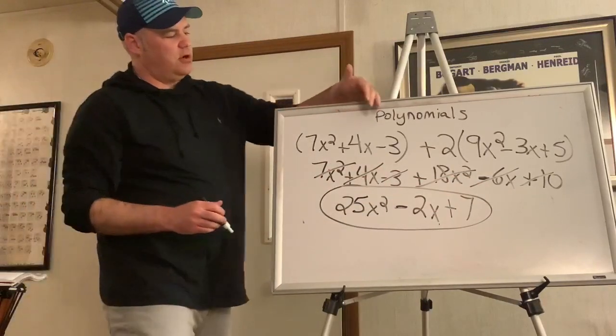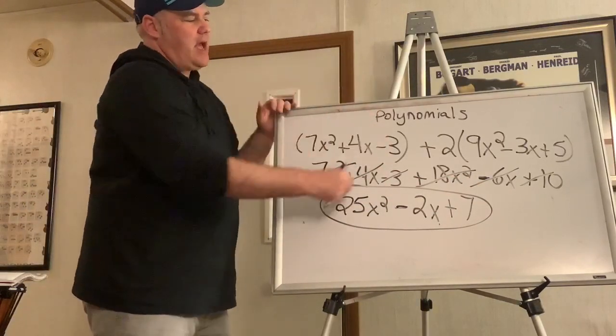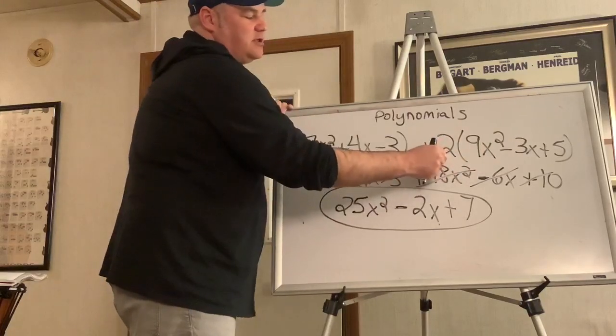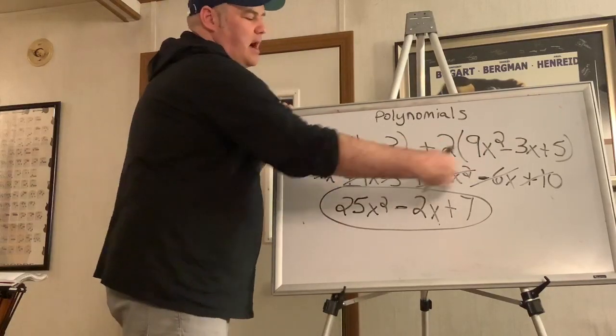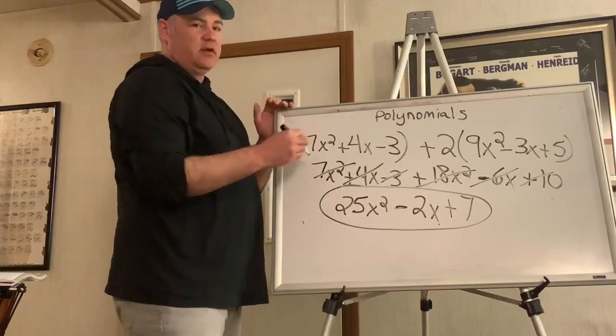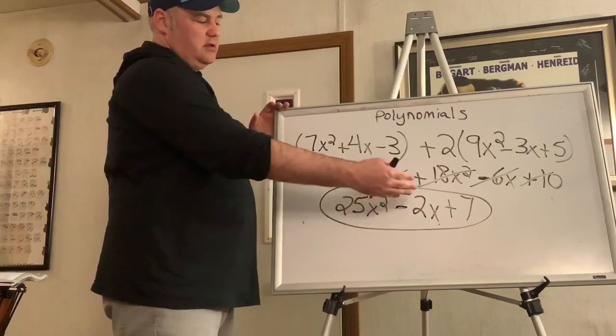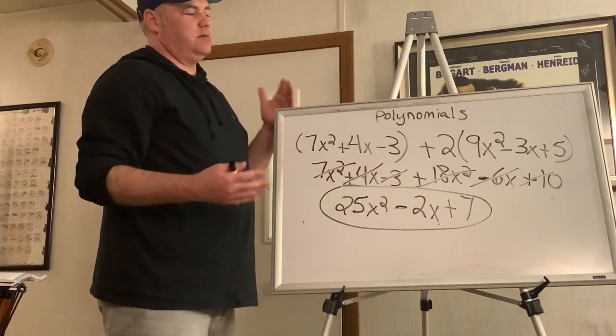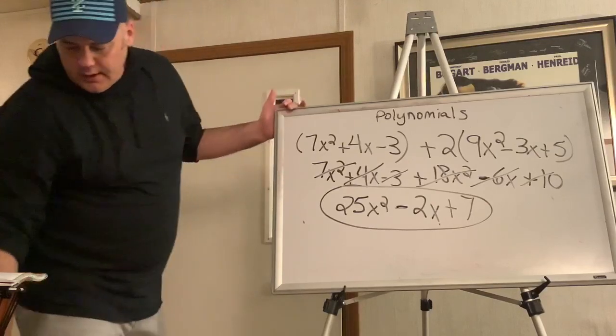So just to show you, this was a polynomial. And then we had another polynomial, and we had to distribute that. Then we could combine the like terms. Now we're not solving, we're just simplifying. There's no equal sign yet, so we're not solving yet. Okay?